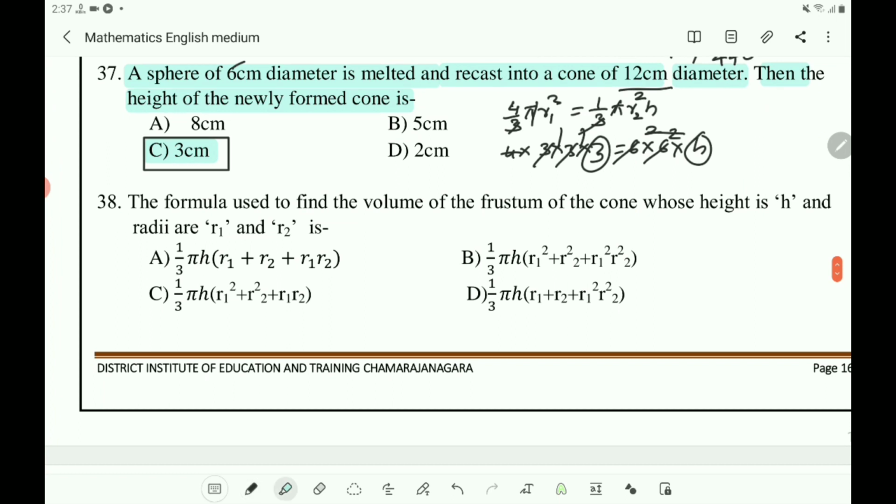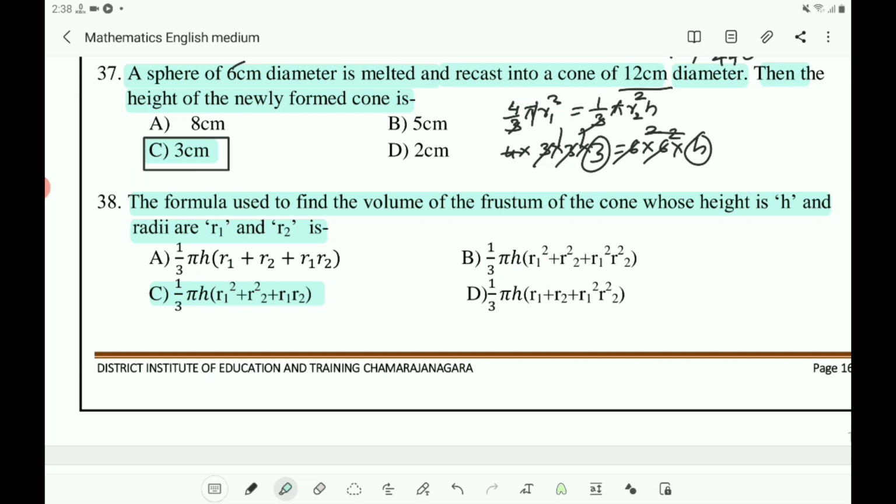Question number 38. The formula used to find the volume of the frustum of a cone whose height is h and the radii are r1 and r2 is. It is a direct question. You must know the formula. What is that formula? 1 by 3 pi h into r1 square plus r2 square plus r1 into r2. You must know the formula. Here you select. Where is that formula? Here it is, option C: 1 by 3 pi h into r1 square plus r2 square plus r1 into r2.